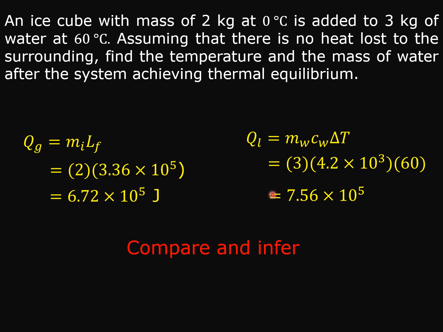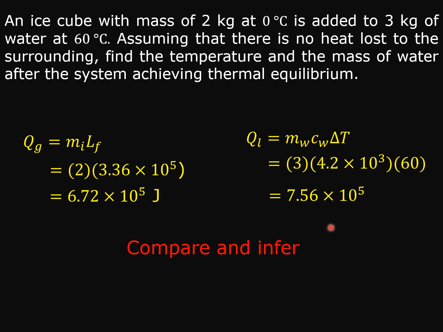So now if we compare these two values, we can see that QL is larger than QG. The quantity of heat lost by the water is larger than the quantity of heat gained by the ice. So what is the meaning of it? What conclusion can we get, or what information can we infer by comparing these two values?